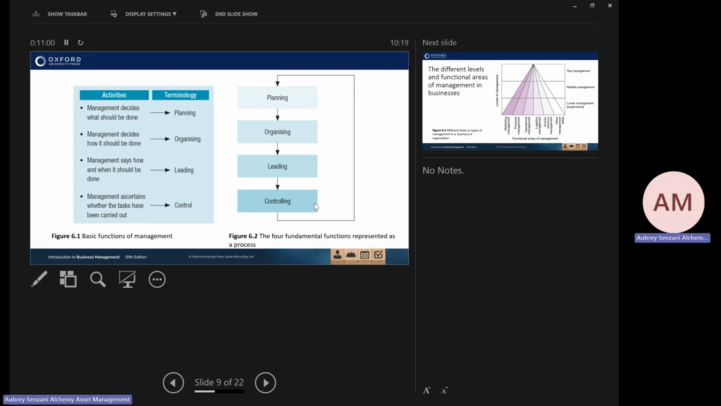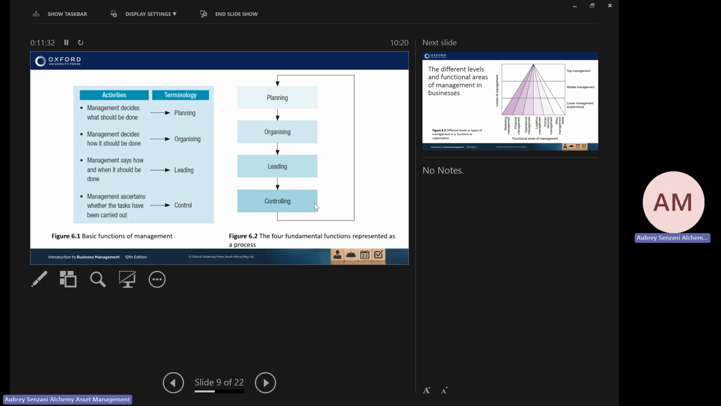But what are they actually doing in those respective functions? And here on the activities, you can see they begin to unpack. Management decides what should be done. Very important. We have put together our vision, we put together our mission, but then what is going to be done in order to achieve this vision, in order to start fulfilling our mission? That takes place in planning, deciding what should be done.